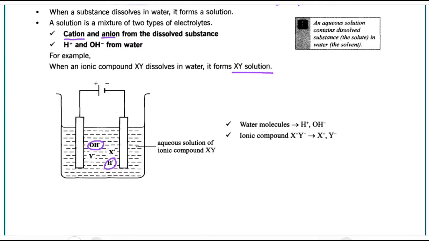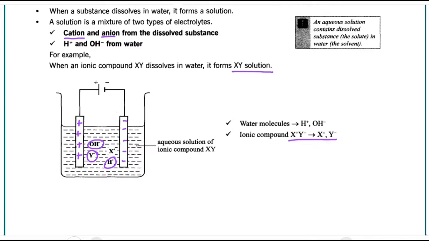Here, remember this one is our anode, where we have positive, and this one is our cathode, where we have the negative, right? So the OH ion, it's a negative ion, goes to the anode, as well as the Y ion that was part of the ionic compound, as shown here. The H plus ion, as well as the X plus ion, go to the cathode. But when they go to the anode and to the cathode, there is something that's going to happen there. We would have to choose which one is going to be the one that gets deposited at the respective electrodes.